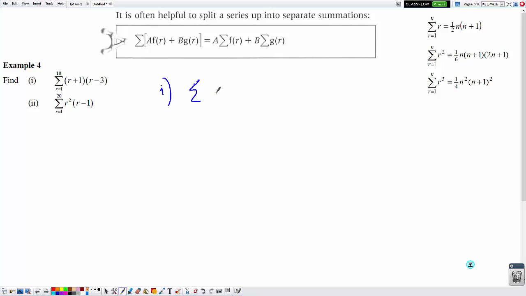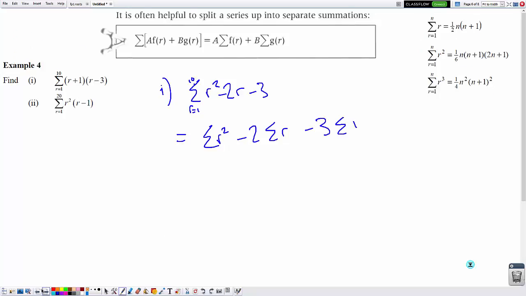So I've got sigma, that is equal to, so let's just multiply out the brackets here. So it's r squared minus 3r plus r, which is minus 2r, minus 3. And r still goes from 1 to 10. Now I'm going to use this. I'm going to split it up into 3 sums. So this is sigma r squared minus 2 lots of sigma r minus 3 lots of sigma 1.